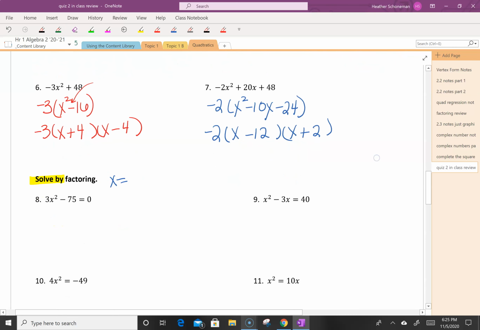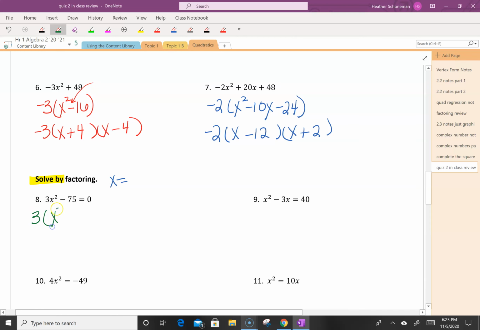All right, so again, that first section was factoring. You stop at the parentheses. This section is solving. You need to get an answer. On number 8, it's a binomial, but I can't take the square root of both, which leads me to believe there's going to be a greatest common factor. And there is. It's 3.